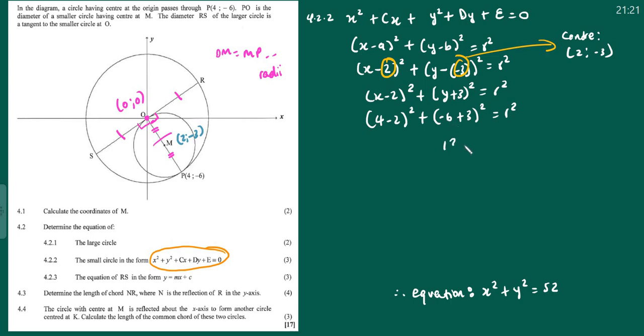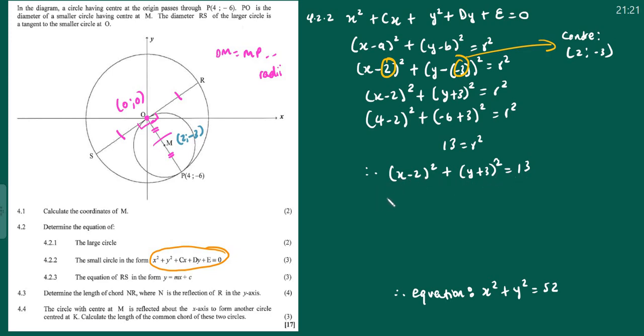You get that as 13. So therefore, the equation of the circle is (x minus 2) squared plus (y plus 3) squared is equal to 13. Then you can get it in that form, right? By just doing what? By expanding.